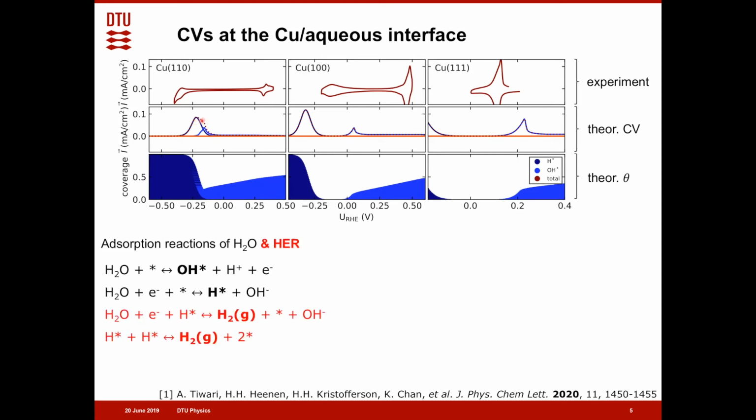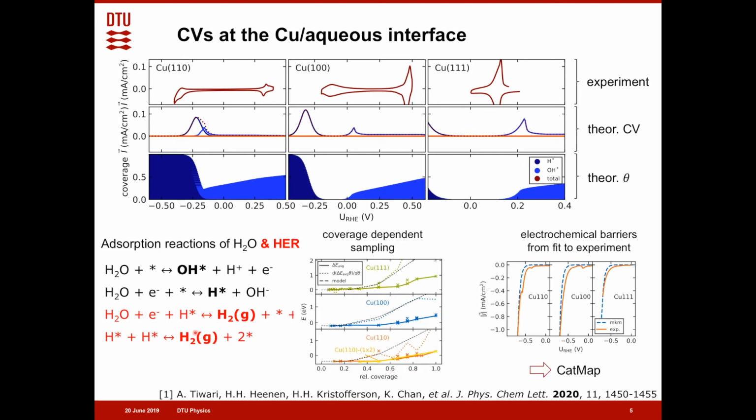Now, what we can see from this is that we possibly overestimate the hydrogen adsorption, and that is due to the fact that we ignore the hydrogen evolution reaction, or HER, where we expect that adsorbed hydrogen is continuously further reduced to form hydrogen gas. And this is what we're going to include in the next step.